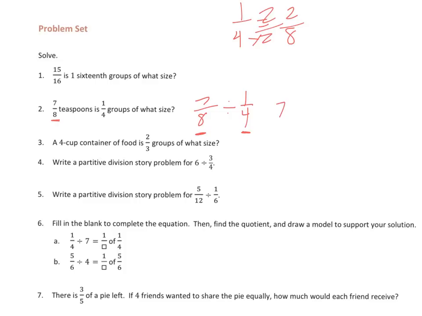So I have 7/8 divided by 2/8. And when I know I have the same units, it's really 7 divided by 2. 2 can go into 7 3 times with 1 left over. And I know I'm dividing by 2, so it's 3.5.